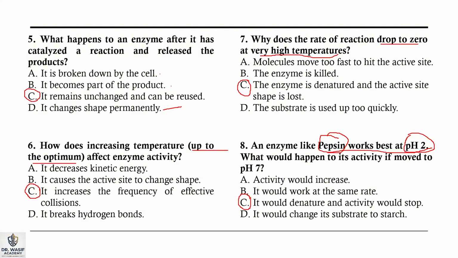This extreme shift alters the balance of charged hydrogen ions around the protein, disrupting the essential ionic and hydrogen bonds holding its three-dimensional structure together. So that is the reason the protein unfolds, meaning it denatures, and the active site permanently loses its shape. The substrate can no longer bind and the reaction halts.